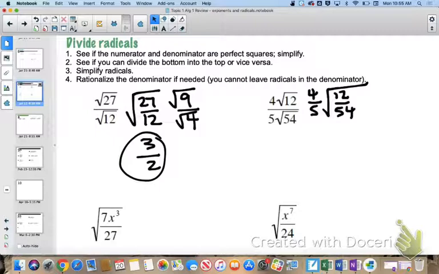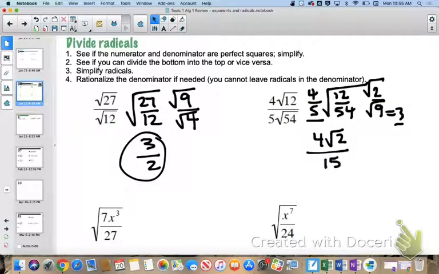And then the 12 and the 54, what goes into both of those? Let's see, 6 does. 6 goes into 12 twice. 6 goes into 54 9 times. So if you split that back up, root 2 is not a perfect square, so that's just going to stay root 2. Root 9 is 3, so then on the bottom you have 5 times 3, which is 15.